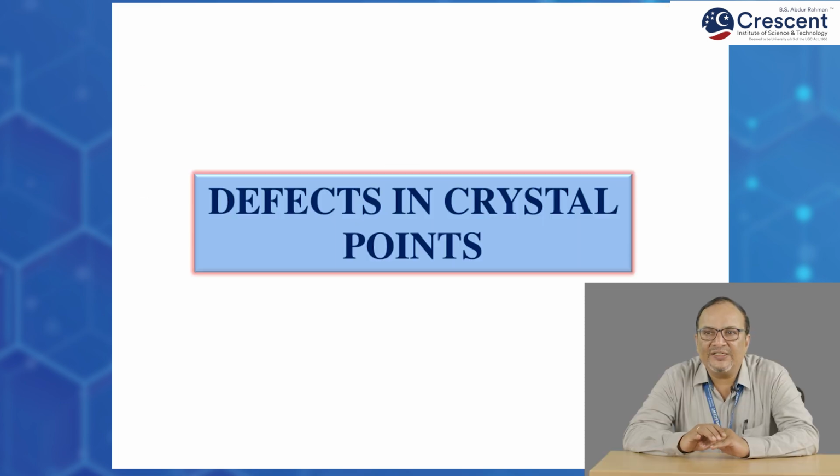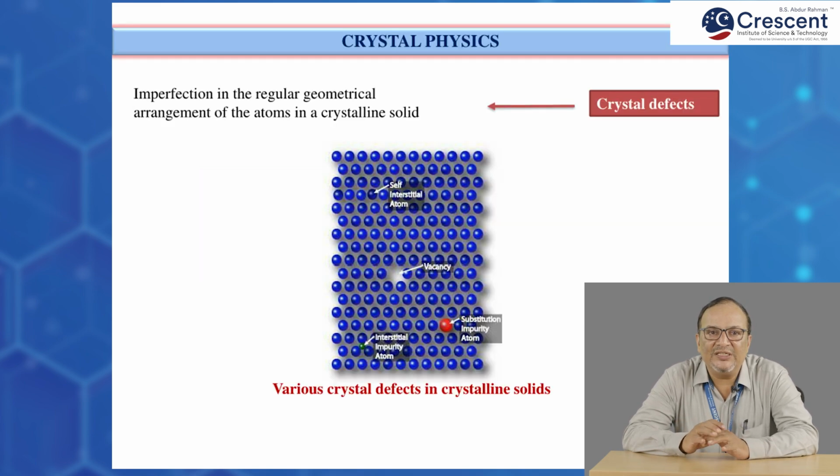Next we will see the various types of defects in crystals. These are all the imperfections in crystals. As you know, a crystal is a regular geometrical arrangement of atoms. Here you can see the various types of defects, particularly these types of defects are called zero dimensional defects.